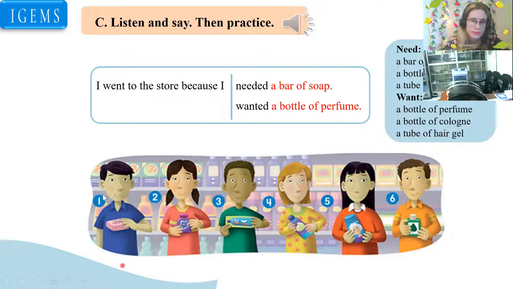One. I went to the store because I needed a bar of soap. Two. I went to the store because I wanted a bottle of perfume. Three. I went to the store because I needed a tube of toothpaste. Four. I went to the store because I wanted a tube of hair gel. Five. I went to the store because I needed a bottle of shampoo. Six. I went to the store because I wanted a bottle of cologne.